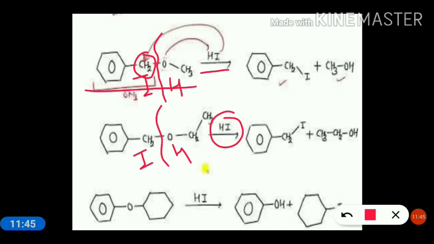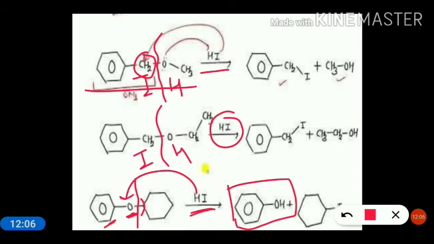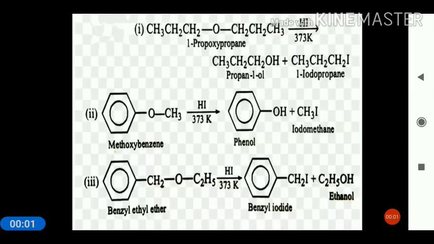Now if oxygen is directly bonded to the benzene ring, then one product should be phenol. If benzene is directly bonded to the oxygen, then cleavage from here, there is formation of phenol. Keep this in your mind. If benzene is directly bonded to oxygen and HI is added, H will add here and one product should be phenol. Now, a few reactions from NCERT.